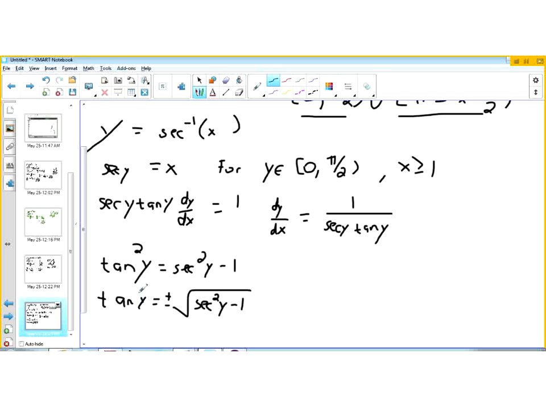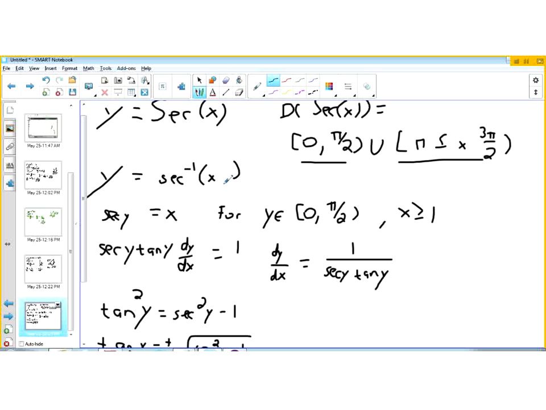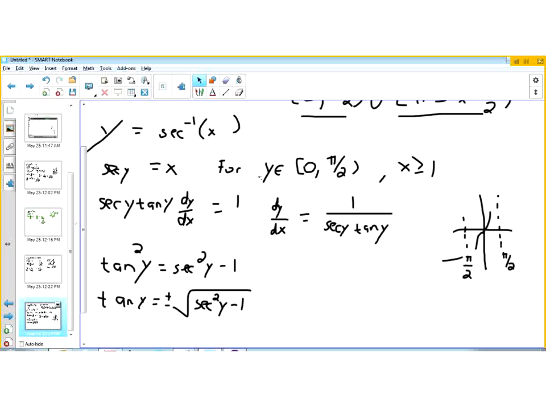However, since we're differentiating on the interval 0 to pi halves, if you recall the graph of the tangent function, and I'll sketch it briefly here, like so. Remember the tangent function looks like this. And so from 0 to pi halves, the tangent function is above the x-axis. So that means we can drop the negative sign because we're differentiating on the interval 0 to pi halves.